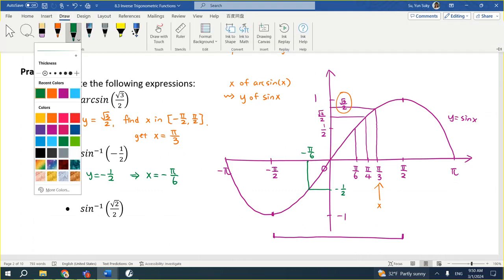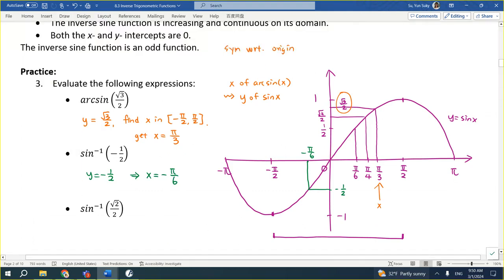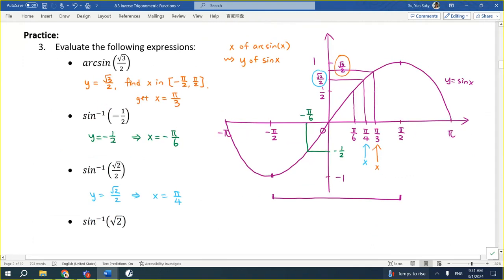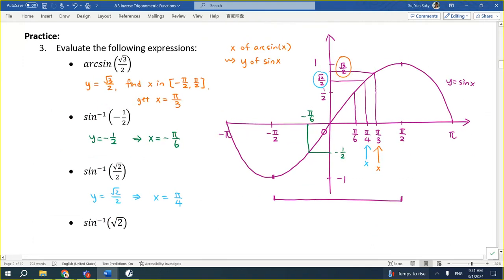Okay, sorry, let's finish this part. And last one, root 2 over 2. You see? The y is root 2 over 2. What's your x? Yeah, your x is pi over 4. Okay, and last one. Can the y be square root of 2? No. So this is undefined, because the y is only between minus 1 and 1.